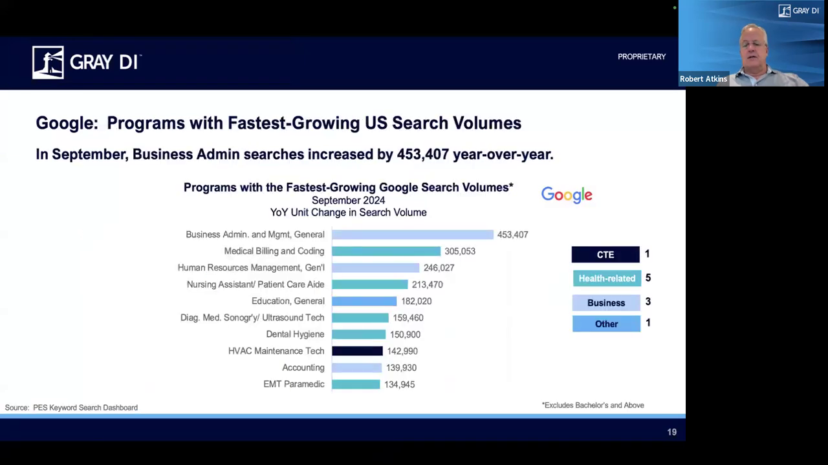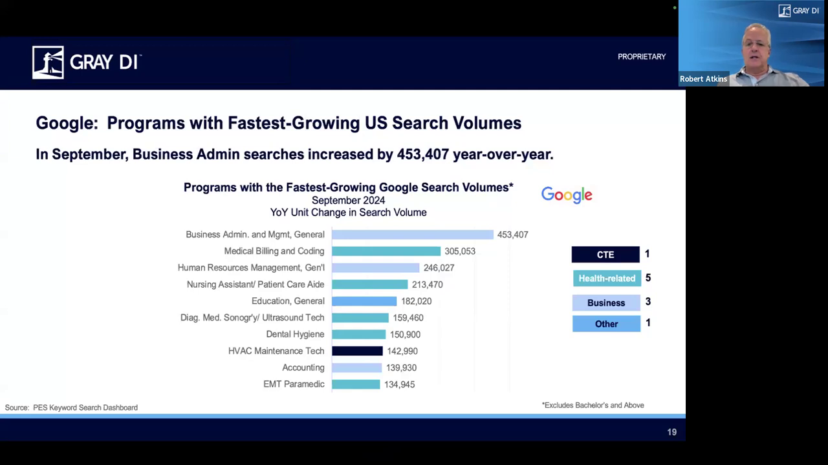And here's how much the top programs have increased. So what we're seeing here is not total search, but the increase in search volumes for each of these programs. So searches for business administration and management went up by almost 500,000 searches. So I went into our data to try and figure out how many searches there are per student enrolled. And that translates to about 800, 900 incremental students enrolled in college. Medical billing and coding, that's about 1,000 incremental students.